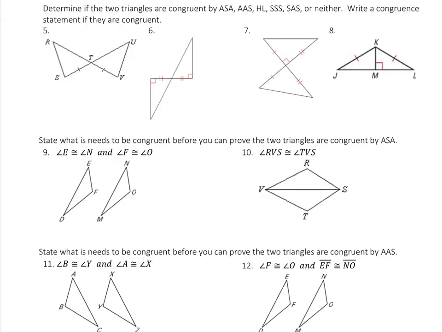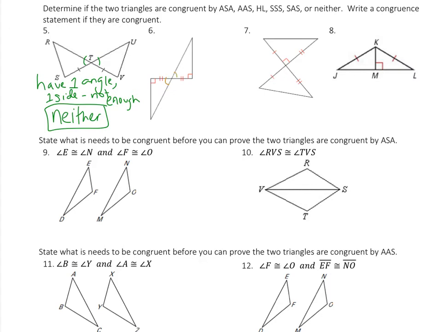We are continuing on with the same type of questions, it just didn't all fit on the same page. So on number 5, again, we have congruent vertical angles in the center, but all we have is one set of angles and one side. And this is not enough information, so this is going to be neither, since it's none of the 5 that we have options of.